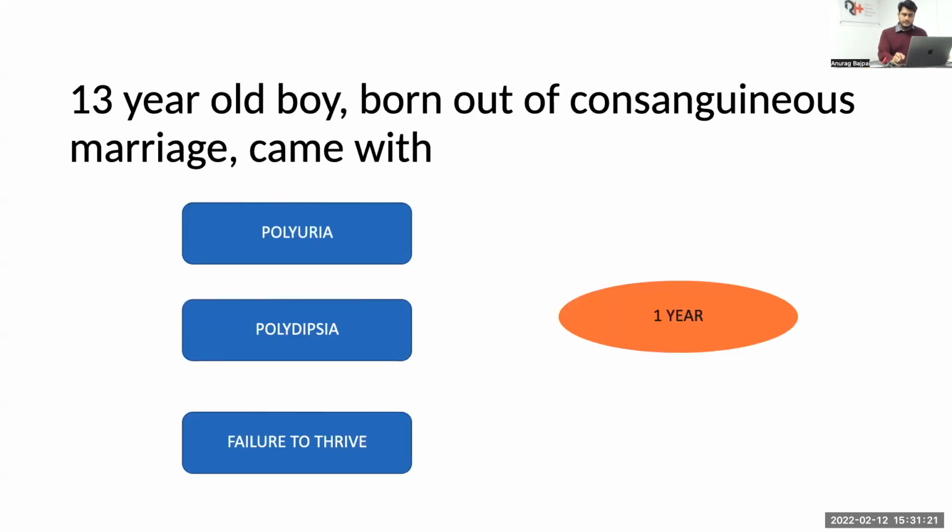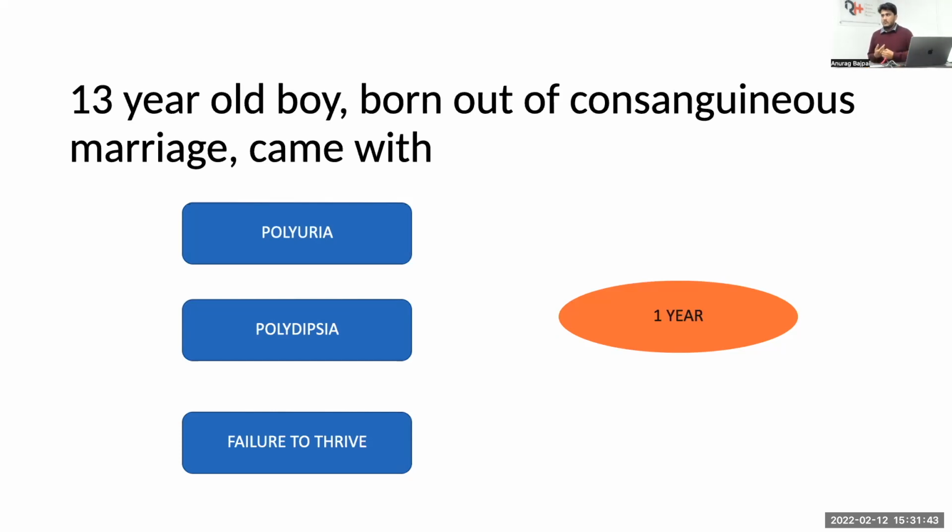So just hold on. When you say polyuria, polydipsia, and failure to thrive from 1 year, I think that itself will give you a lot of diagnostic considerations. So what do you think are the possibilities even before you go ahead further? In this case, it is more likely to be diabetes insipidus, because other causes of polyuria, which we described right now, have already been ruled out.